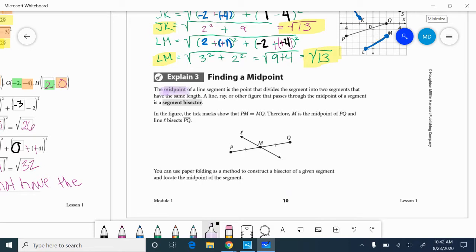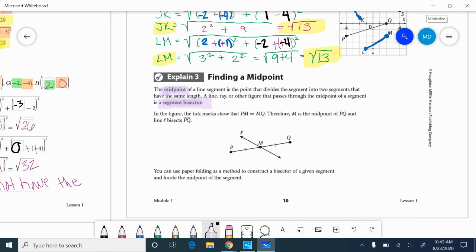So the midpoint of a line segment is the point that divides the segment into two segments that have the same length. A line, ray, or other figure that passes through the midpoint of a segment is a segment bisector. In the figure, the tick marks show that PM equals MQ. Therefore, M is the midpoint of segment PQ, and line L bisects segment PQ.